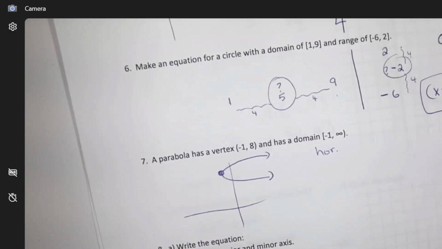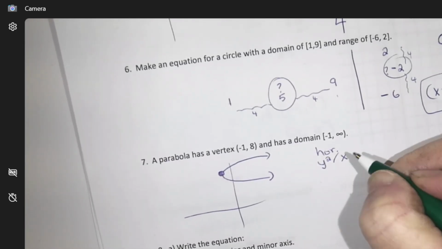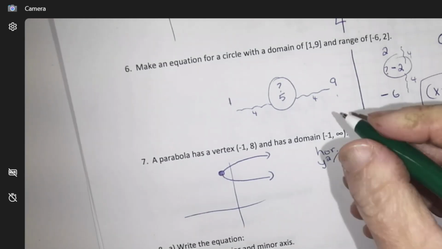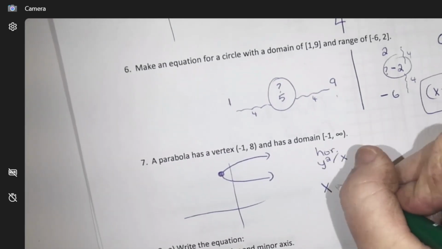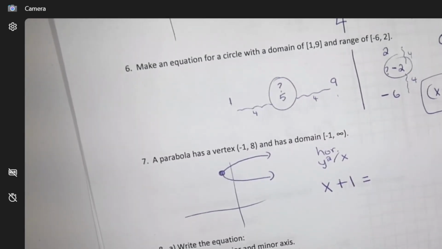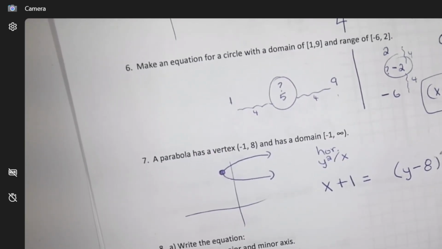So what do horizontal parabolas have? X's with y squareds or y's with x squared? Which one? There's a y squared and just an x, right? So I'm going to go (x + 1) equals (y - 8) squared.